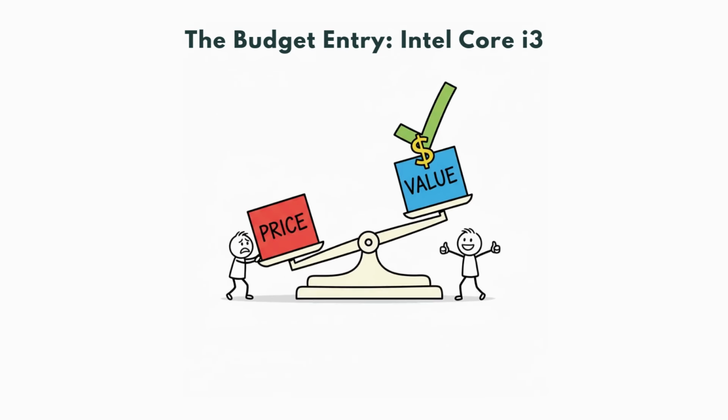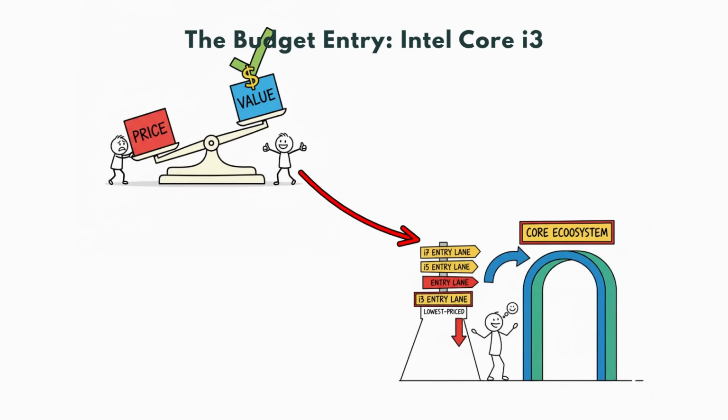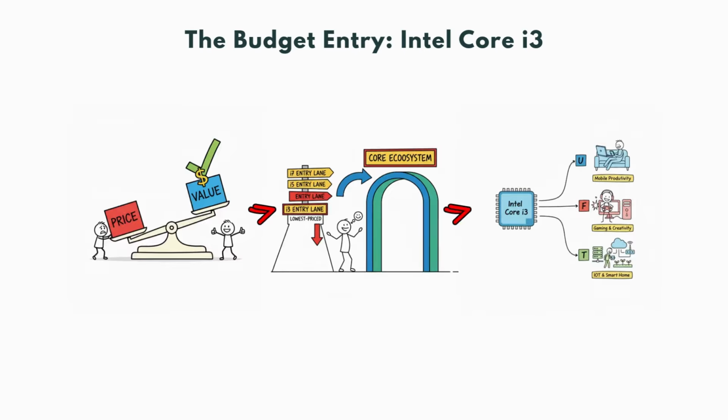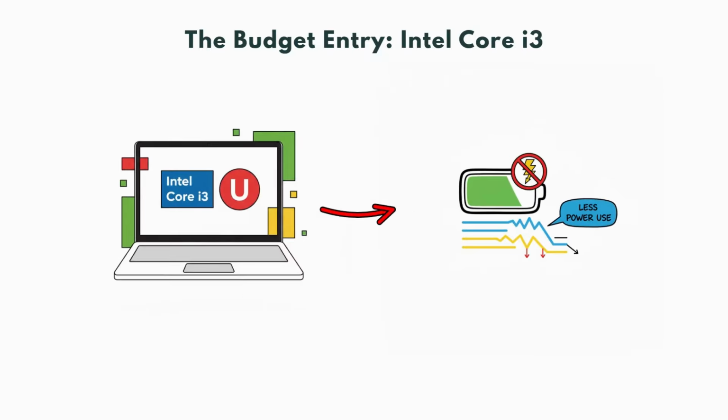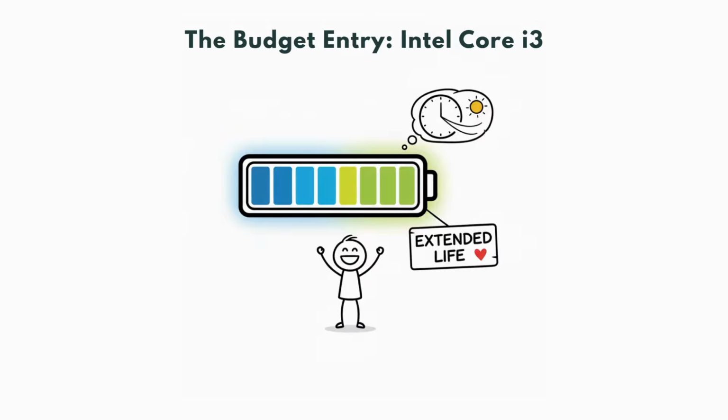The win is the price-to-value ratio. It is the cheapest entry point into the Core ecosystem. Crucially, the Suffix System defines the use case here. Laptop variants often carry the U suffix, prioritizing aggressive power limiting to extend battery life for students.